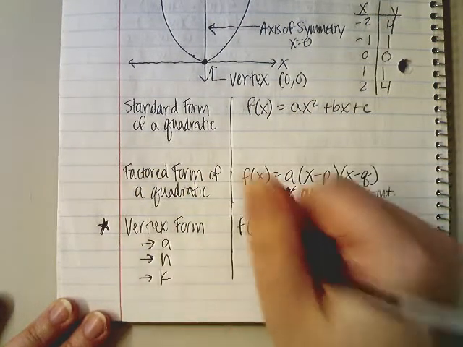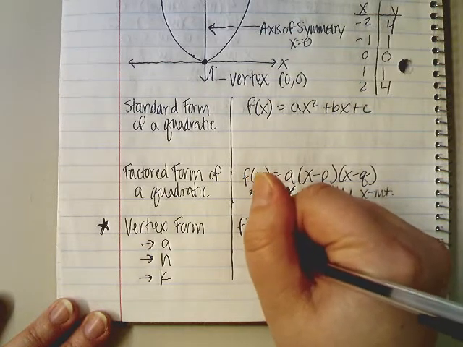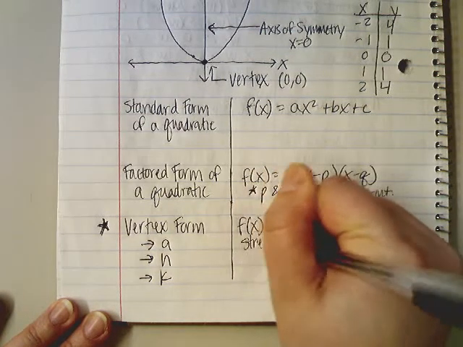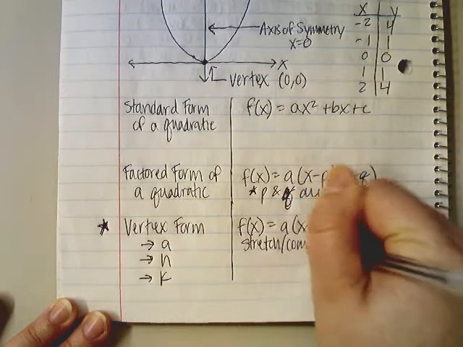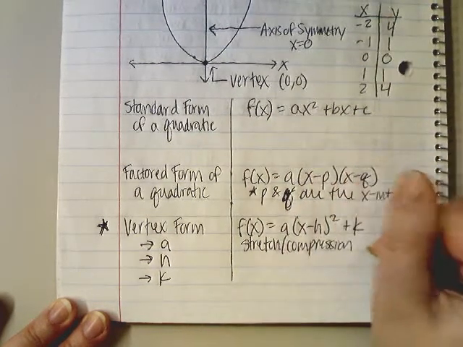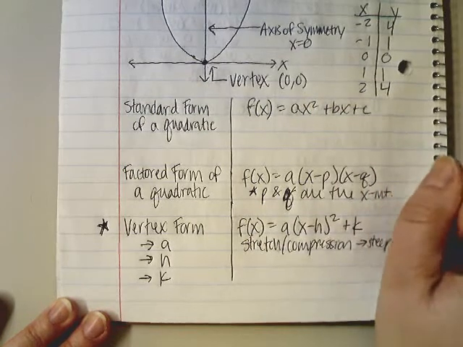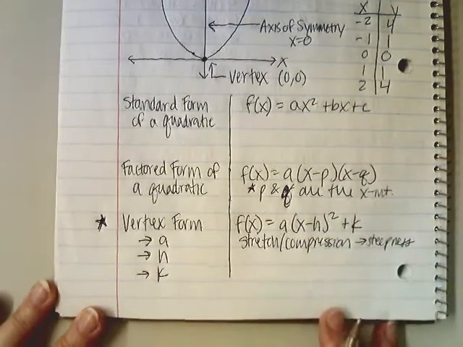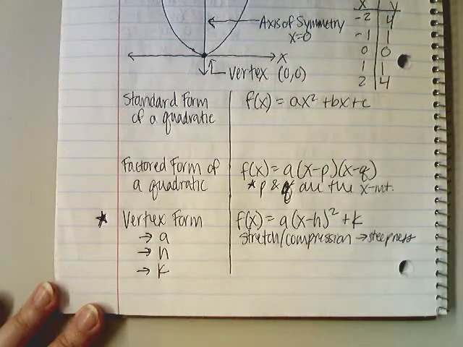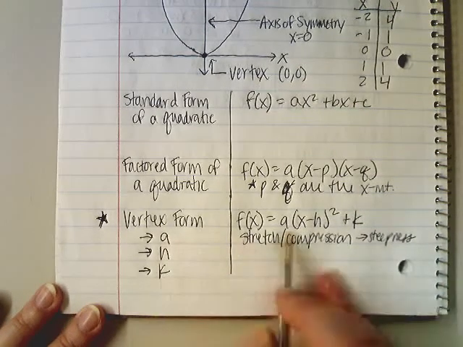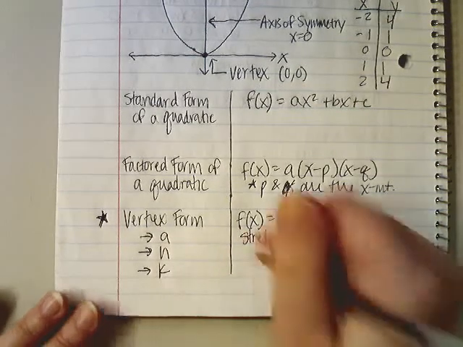We have A, we have H, and we have K. So the thing here to note is A is equal to our stretch or compression. So it tells us our steepness. So similar to slope, it tells us our steepness for our graph, but our stretch or compression, the A value, tells us the stretch or compression, which is the steepness.